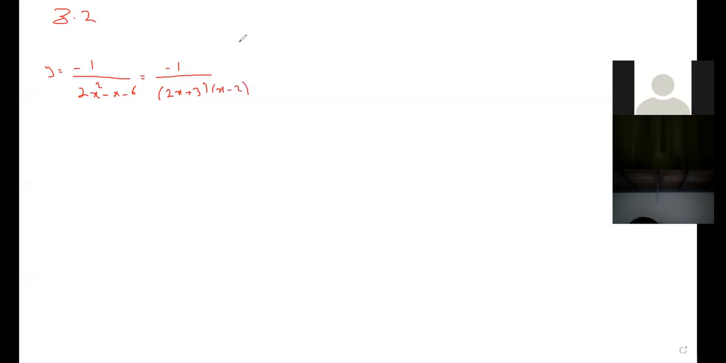Then I need to find the restriction for x. Restriction for x is also the restriction for y. Right. So to find the restrictions for x, the denominator, you equal it to 0. So 2x plus 3, you equal to 0, and x minus 2, you equal to 0.